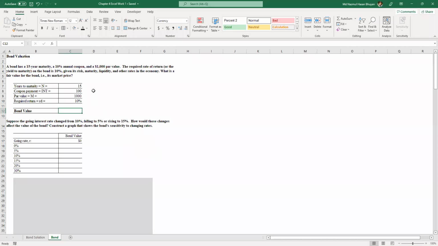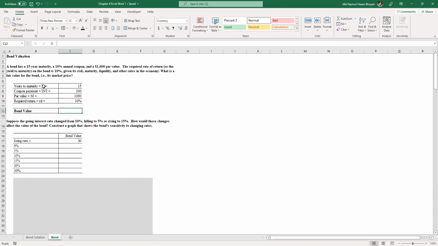Okay. In the very first problem, we know this bond will mature 15 years from now. We'll pay 10% annual coupon, which is very important. Then $1,000 par value. And then the required rate of return on this bond is 10%. Now, what is the fair value of this bond?